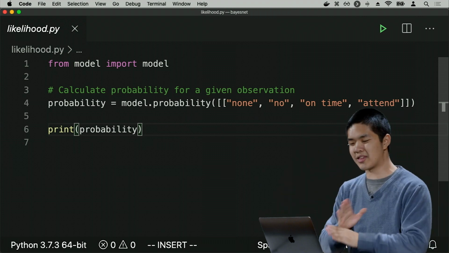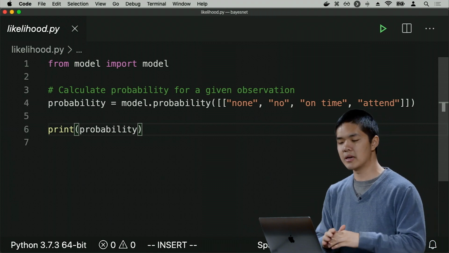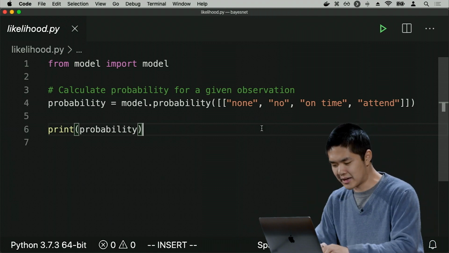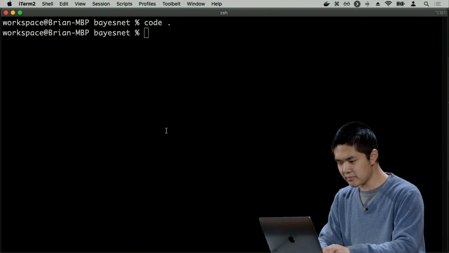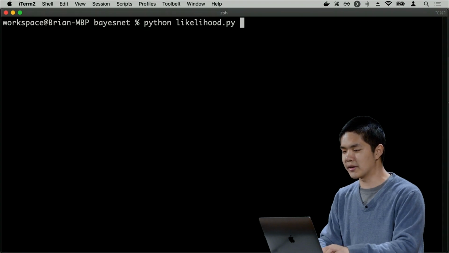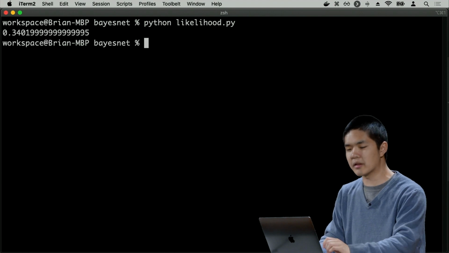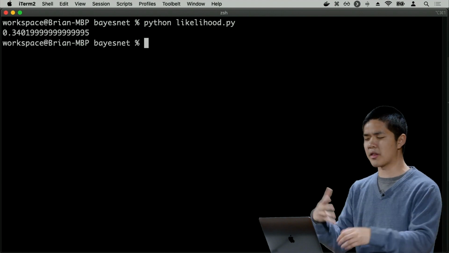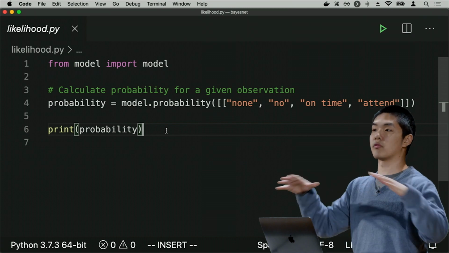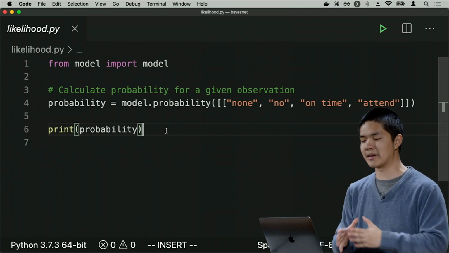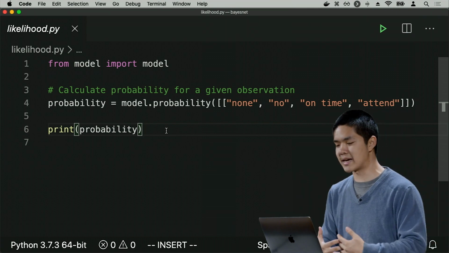What is the probability that all of that actually happens? I can calculate that using the library and just print out its probability. So I'll go ahead and run python likelihood.py. And I see that the probability is about 0.34. So about a third of the time, everything goes right for me in this case. No rain, no track maintenance, train is on time, and I'm able to attend the meeting.